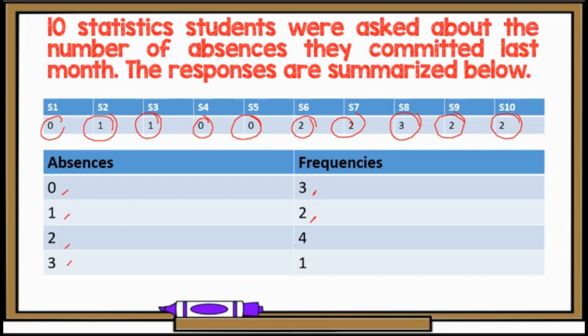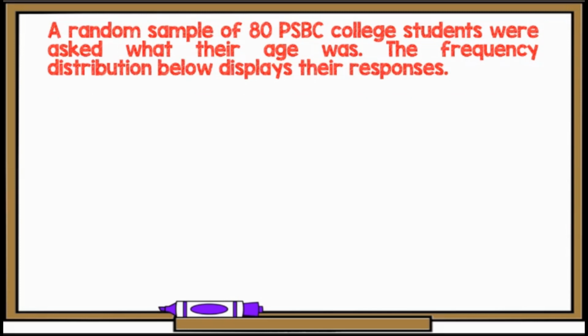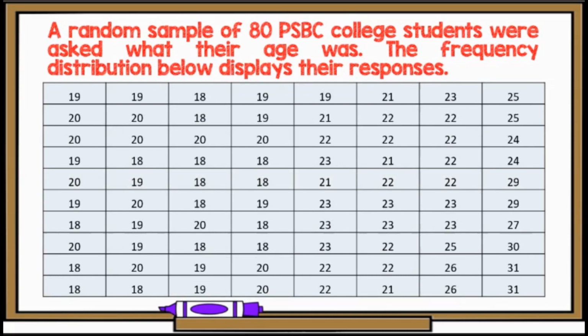So I hope that was clear, because now we are going to move forward to another example. A random sample of 80 PSBC college students were asked about their age. The frequency distribution below displays their responses. There are so many, right? It is impractical to follow the same steps that we did earlier. For this case, it is more appropriate to use class intervals.